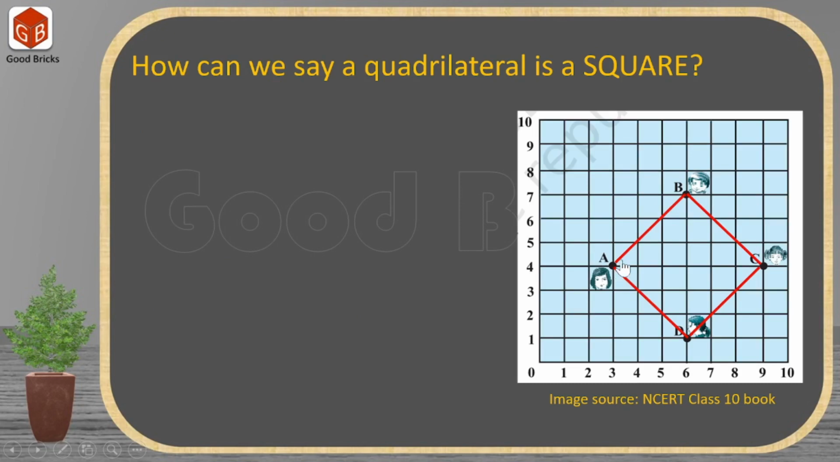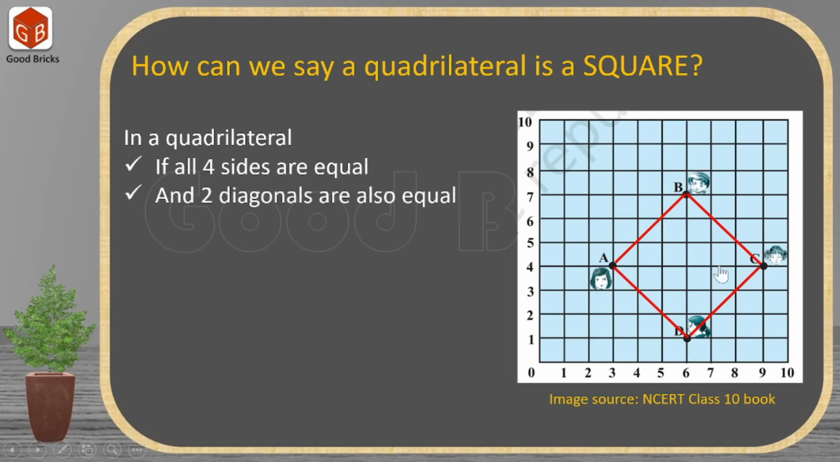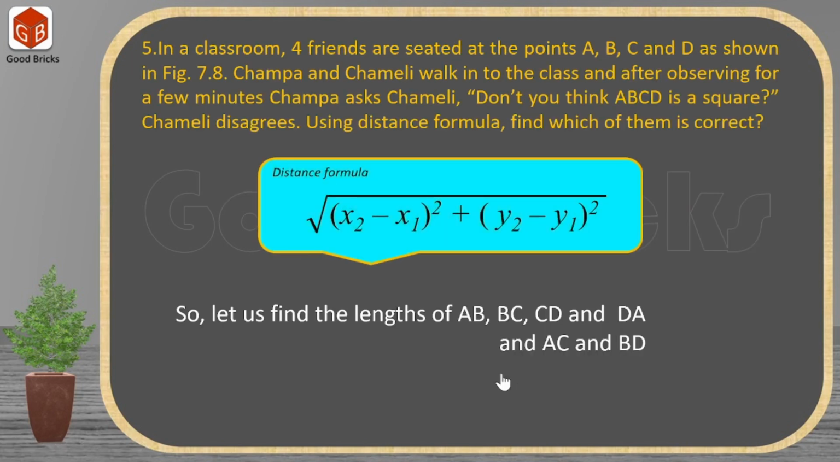When you look at this closed figure ABCD, you can say this is a quadrilateral. Now you might be getting a doubt: how can we prove this quadrilateral is a square? No problem. You have 2 conditions to prove. What are they? If all 4 sides are equal, that is one condition, and the 2 diagonals of this quadrilateral are also equal, then we can say this quadrilateral ABCD is a square. So to prove that, we are going to find the lengths of the sides AB, BC, CD, DA and the diagonals AC and BD.